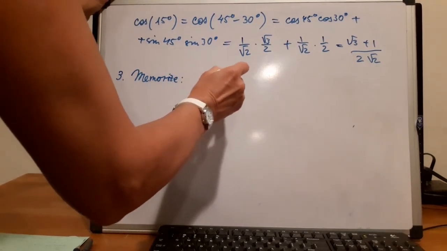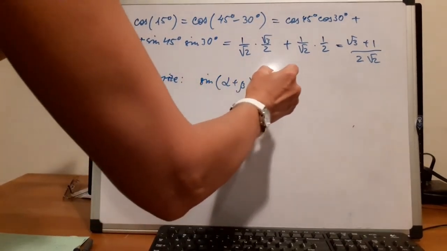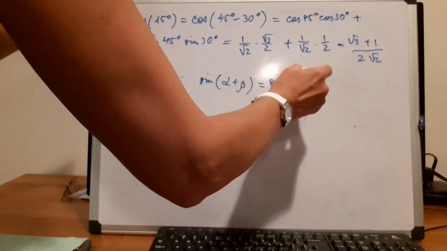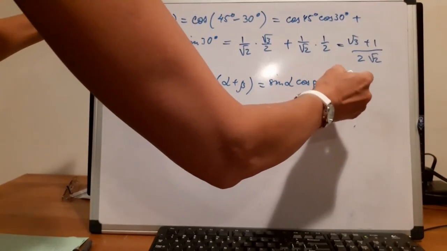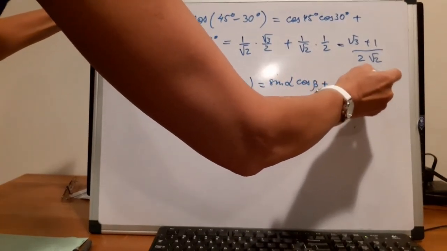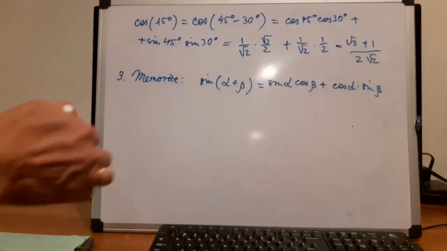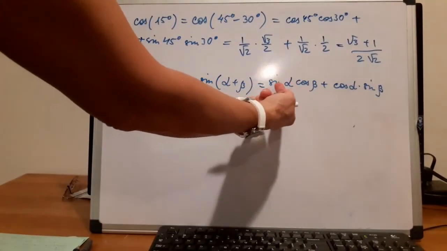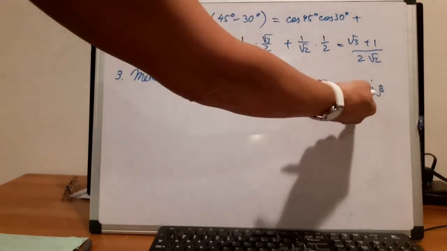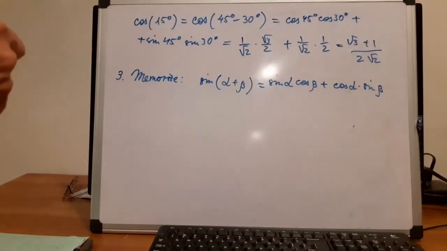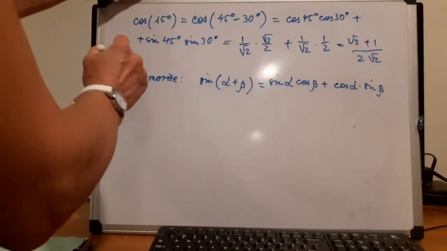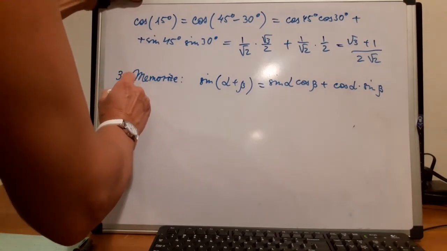Sine of alpha plus beta is going to be equal to sine of alpha by cosine of beta plus cosine of alpha by sine of beta. You see how nice and symmetrical the formula is. Both angles here are coming as sine and cosine, and they exchange cosine and sine. Let's see how the formula is going to work for our 75 degrees.